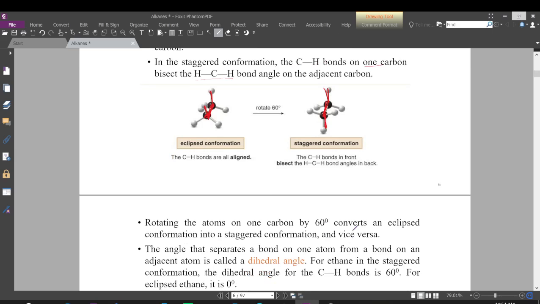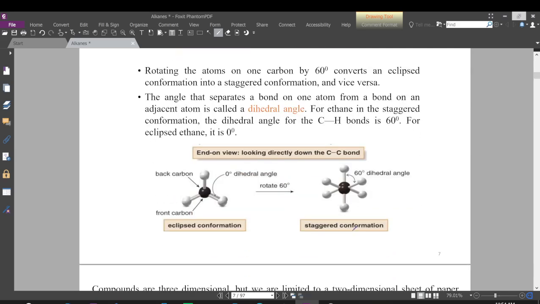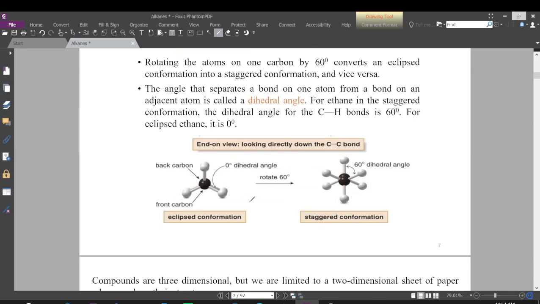So if you rotate the eclipsed conformation 60 degrees about the single bond, this will form the staggered conformation, and vice versa. In the eclipsed conformation, the carbon-hydrogen bonds are aligned the same way, and that's why the dihedral angle is 0 degrees.